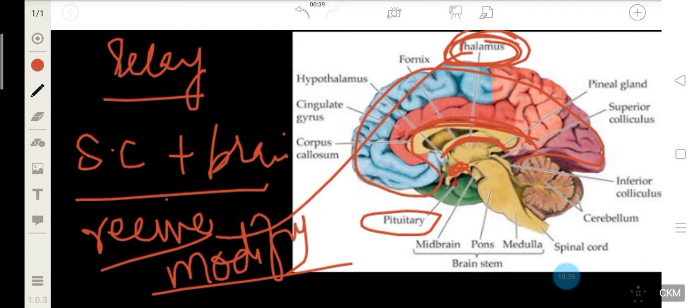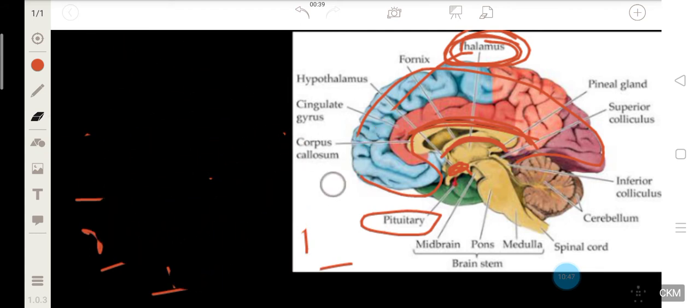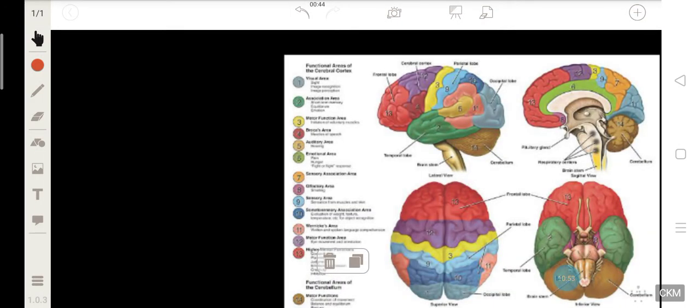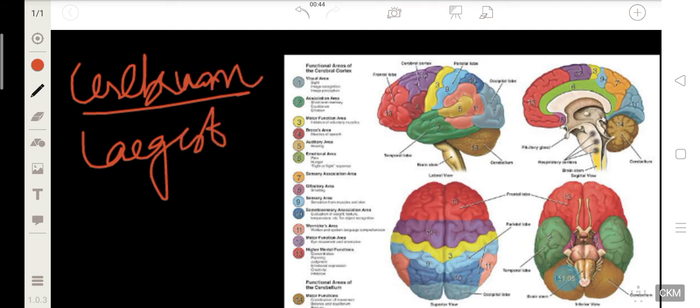Now we are going to discuss the largest part, which is the cerebrum. The largest part of the forebrain is the cerebrum, and obviously it needs detail, so let's see. Okay students, the cerebrum is the largest part of the forebrain.